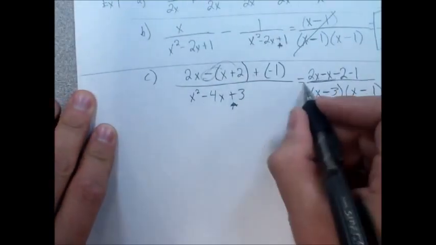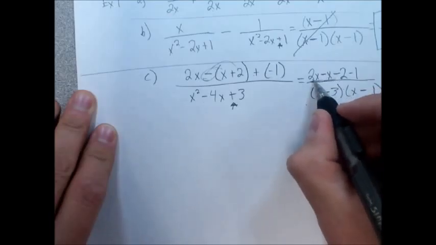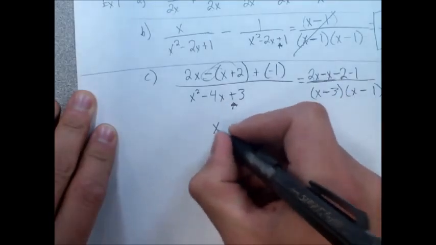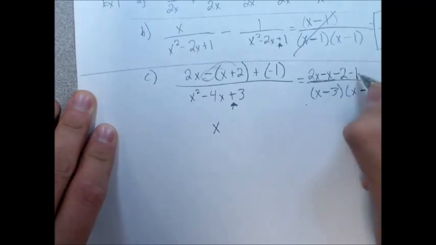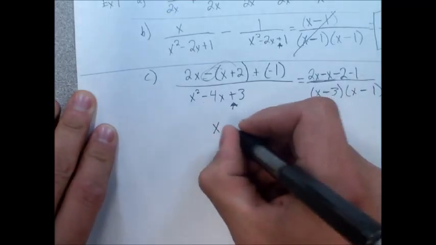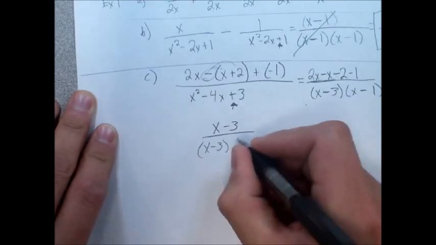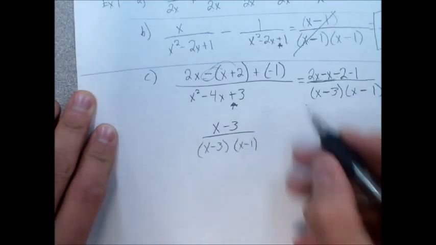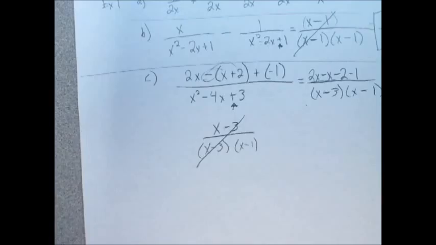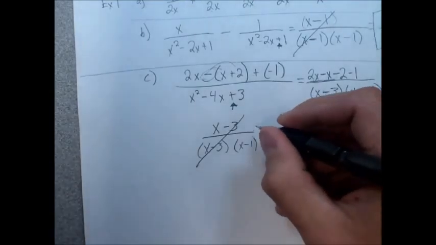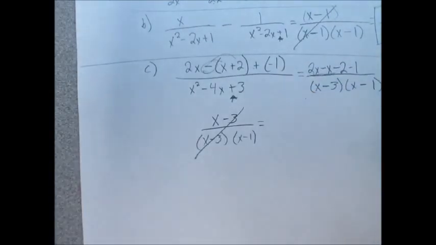So I have a negative x and a positive 2x, which makes just a regular x. And then I have a negative 2 and a negative 1, which makes a negative 3. And that's all over x minus 3 and x minus 1. Saxon is really nice that they set these up to where you can normally cancel stuff out. Okay, so you're not really doing work for nothing.